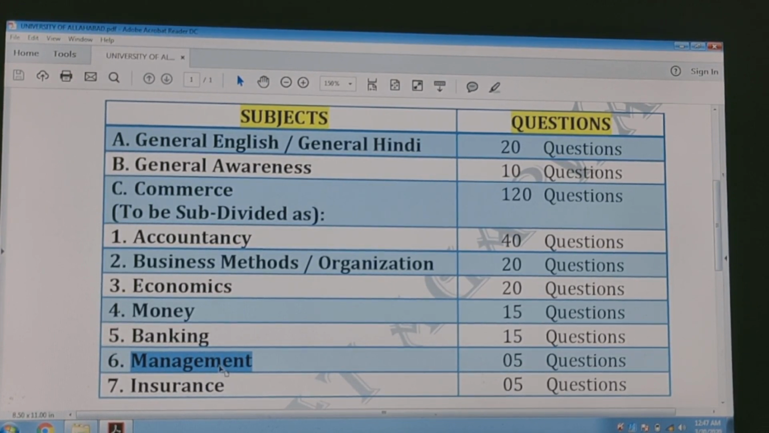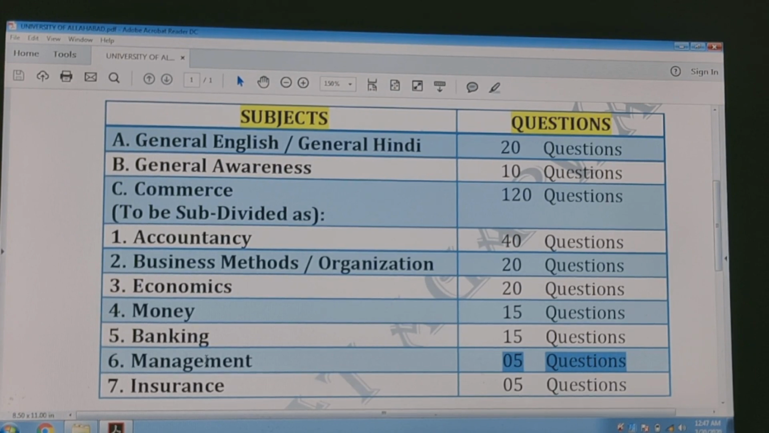At the same time, the levels of management, the top level, the middle level, the lower level, their functions, their activities, the role of managers. So these are the things which are going to come from the management aspect. But this aspect will be very little, and only 5 questions are allocated to this particular aspect.